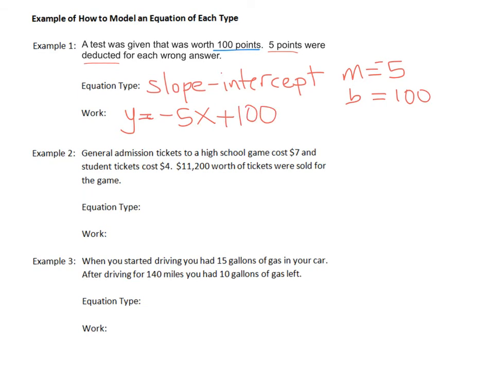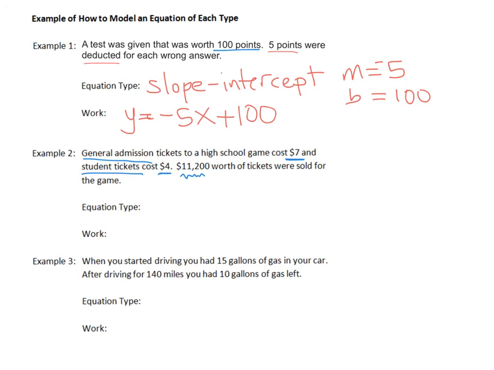The second example says general admission tickets to a high school game cost $7 and student tickets cost $4. $11,200 worth of tickets were sold for the game. All right, so what we should see here is that we've got a couple of different amounts that are adding up to a total. We've got $7 per general admission ticket, and $4 per student ticket, and all together that is going to add up to $11,200. So we have a total, we have two things adding up to that total.